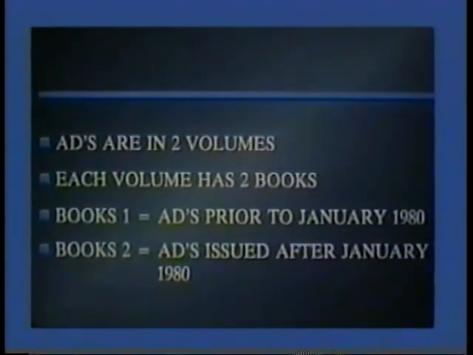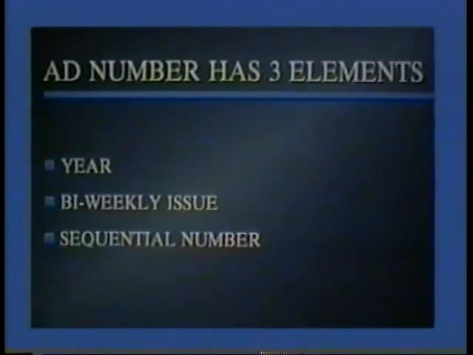Book one holds all the ADs prior to January 1980. Book 2 contains all the ADs issued after January 1st, 1980. And finally, the AD number is broken down into three parts: the year, the biweekly issue, and the sequential number in that biweekly issue.